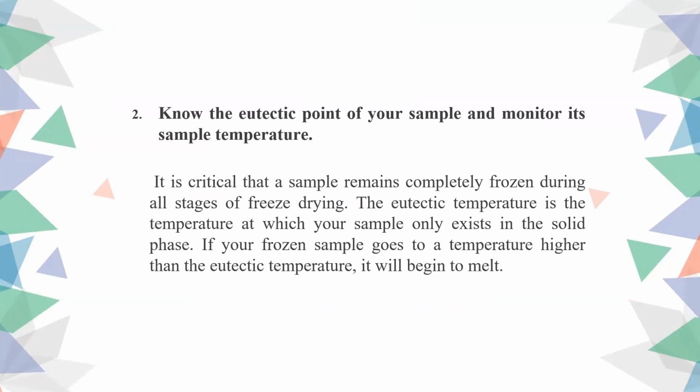Second point, you should know the eutectic point of your sample. The eutectic point or eutectic temperature of the sample means the temperature at which all the areas of concentrated solute are in a frozen state. That means the sample only exists in the solid phase. If your frozen sample goes to a temperature higher than the eutectic temperature, it will begin to melt. That means the sample should be cooled to a temperature slightly lower than the eutectic temperature. So you should know the eutectic temperature of your sample.